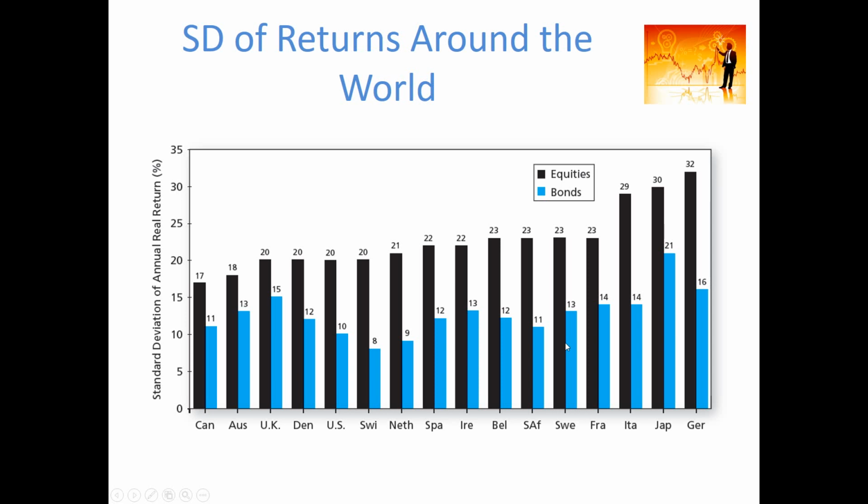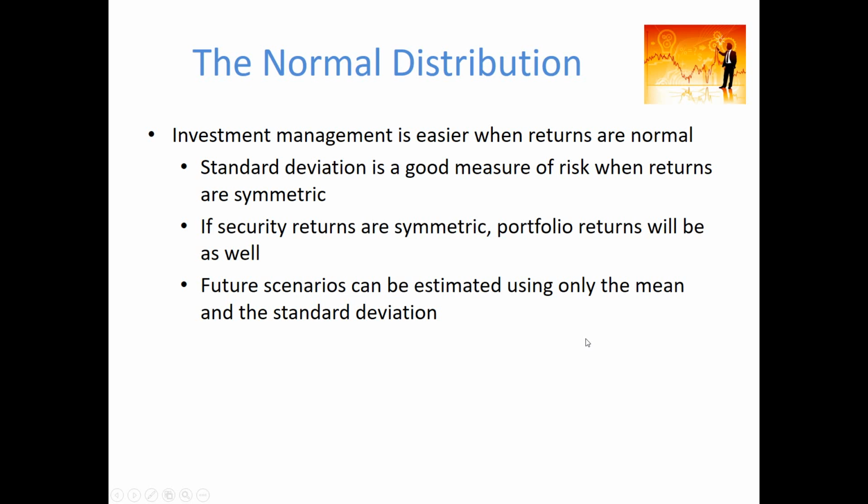So this is the standard deviation of returns around the world, and the black bars indicate the standard deviation of equity returns, and the blue bars indicate the standard deviation of bond returns. And very logically, equity returns have higher standard deviation, so they are more risky compared to the standard deviation of bond returns.